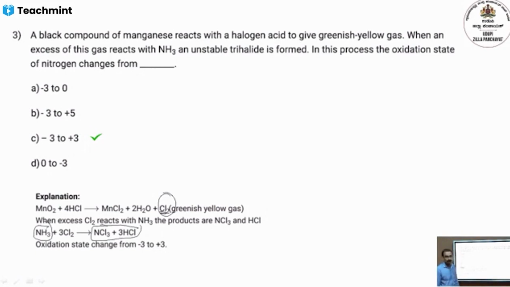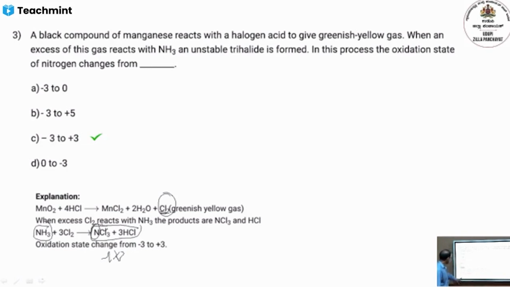And we look into the final product. So in nitrogen trichloride, chlorine is -1, into 3, therefore -3, and therefore to compensate that, nitrogen should be +3. So that's how the variation of the oxidation state takes place.